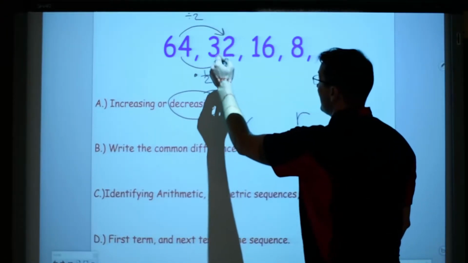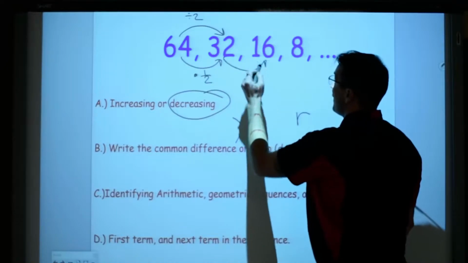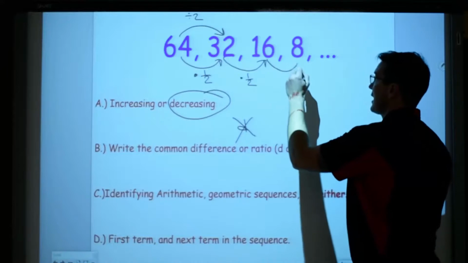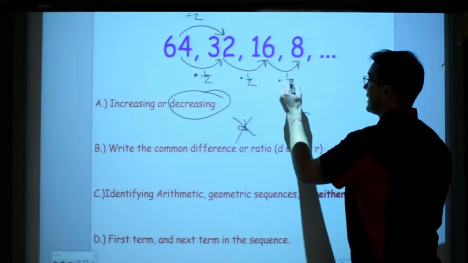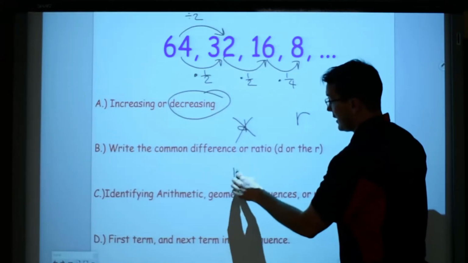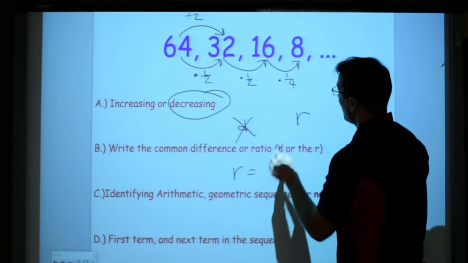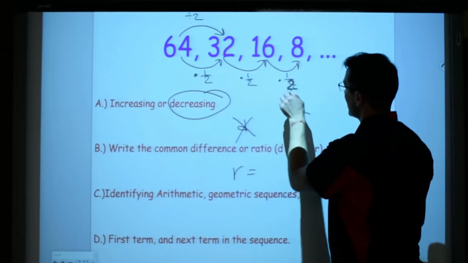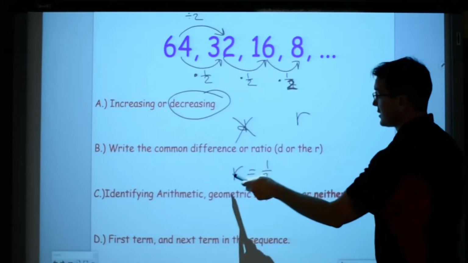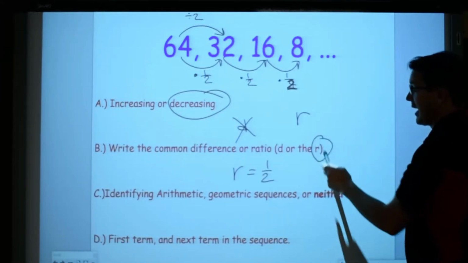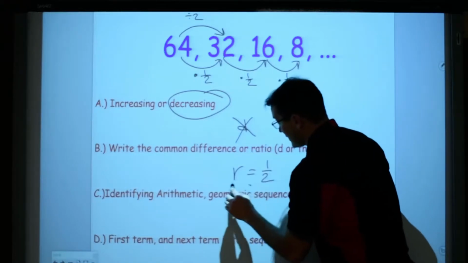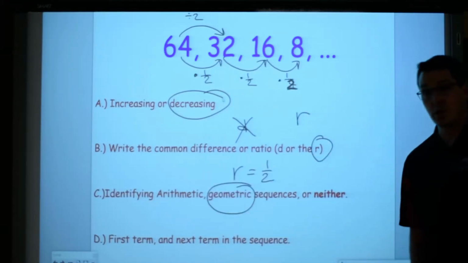So now that I know that, let's see if that works for the next one. What is 32 times 1/2? Well, it's 16. And 16 times 1/2? That's 8. So that's definitely going to be R, and the R is going to be, I put a 4, because I was thinking 4 is the next term. It is going to be 1/2. R means it's a ratio, and if it's a ratio, is it arithmetic or geometric? The answer is, it's geometric. Geometric is when you multiply.